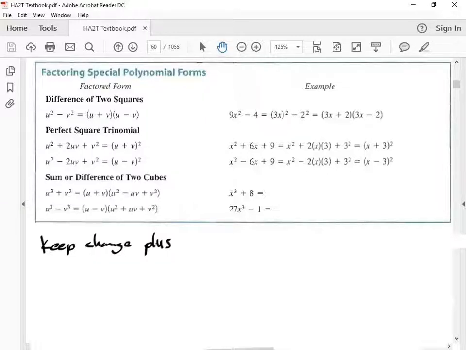So let's first do this one right here. Now whenever we have a sum of cubes, that's adding with two perfect cubes, we know we're going to have a binomial and a trinomial. So I can write this out. I can say binomial right here, and then this one's going to be a trinomial. The question is, what goes inside?